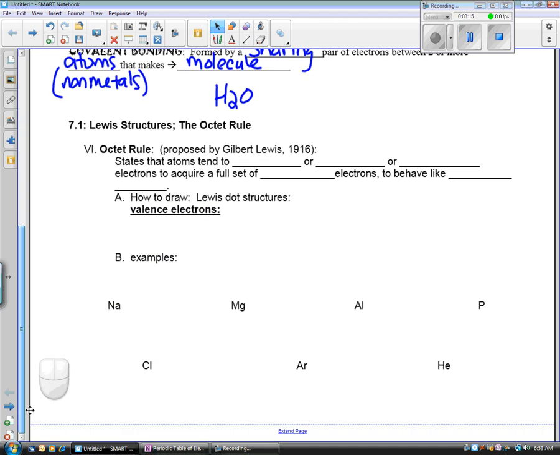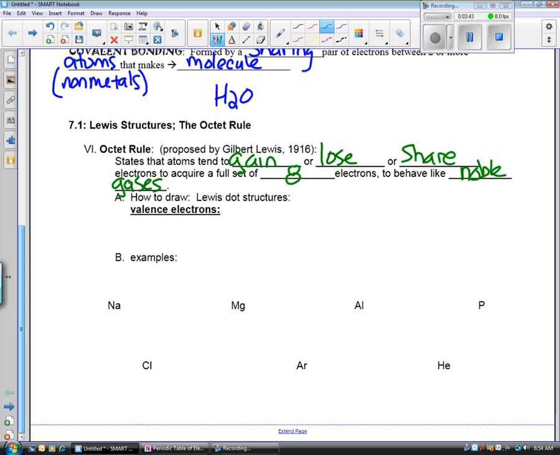Now, for covalent bonding, we're going to take a look at how to draw these sharing of electrons. In order to do that, we have to look at Gilbert Lewis. And back in 1916, he said that atoms tend to gain, lose, or share electrons so they can get a full set of eight. And that way, they behave like the noble gases. They want to behave like the noble gases because then they're stable, they're inert, they don't react with anything. So this is how compounds, or molecules in this case, form, where they give or take or share electrons to become like the noble gases.